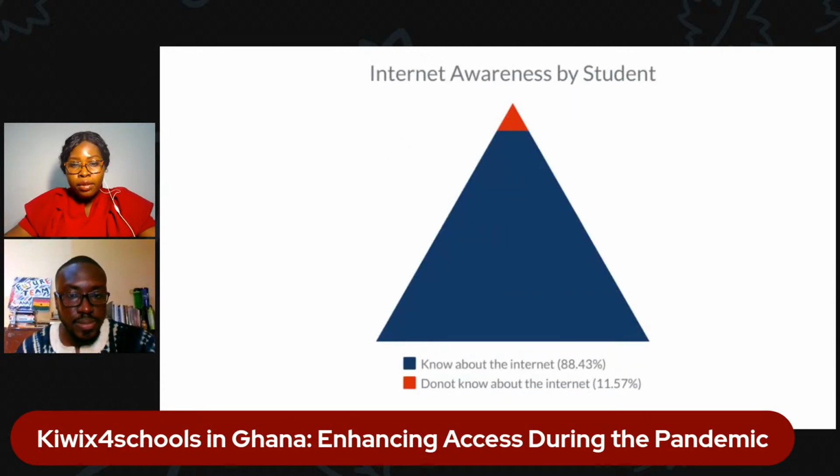When we asked students about their knowledge of internet, whether they've ever had access to go on the internet, it was quite impressive to know that a lot of students are aware of the internet and have one way or the other used it, either by using their parents' phone or a colleague's phone, or maybe somewhere else, or in their school where they have had the opportunity to access the internet. So 88% of the students said they had had access to internet before, and 11.57% said they had not.